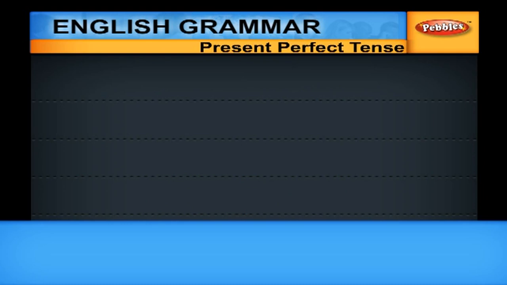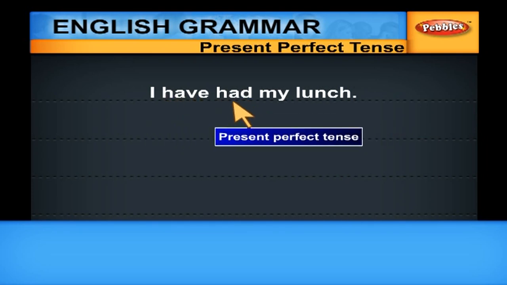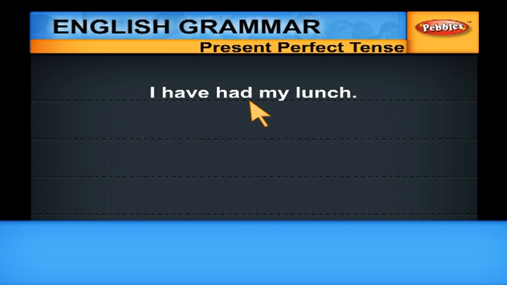Have you come across this expression? I've had my lunch. It is present perfect tense. Here the helping verb had is functioning as the main verb. Had is past participle of have.